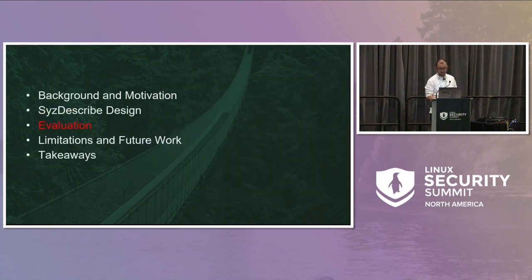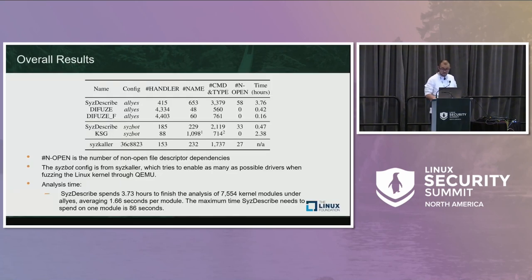Next, I will show you the evaluation results of SysDescribe. First, we present the overall results of the syscall descriptions generated by SysDescribe. Later, we will also compare them against the results from other static solutions, for example DIFUZE, and dynamic solutions, for example KSG, as well as the Syzkaller descriptions, which are manually created syscall descriptions from the official Syzkaller repo. And here, the Syzbot configuration is from Syzkaller and tries to enable as many drivers as possible in QEMU. As we know, a kernel with an allyes config cannot boot, but dynamic solutions need a bootable kernel. So we compare results with the Syzbot configuration also.